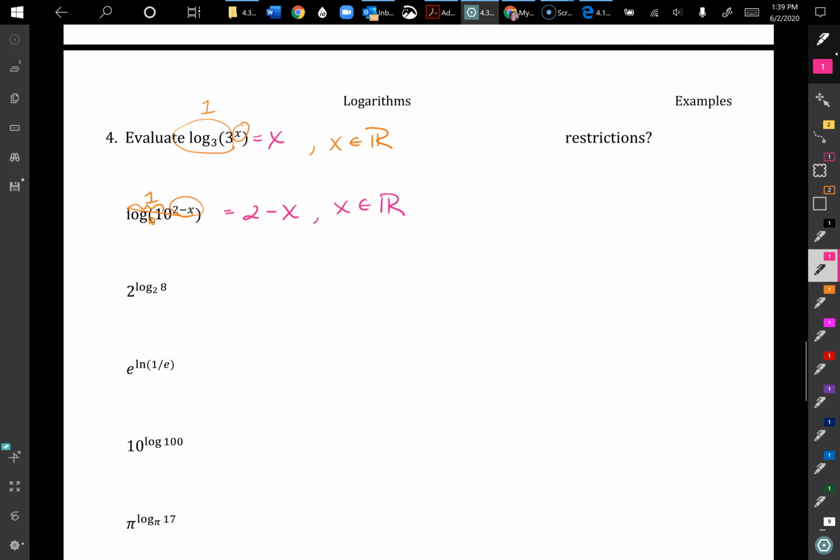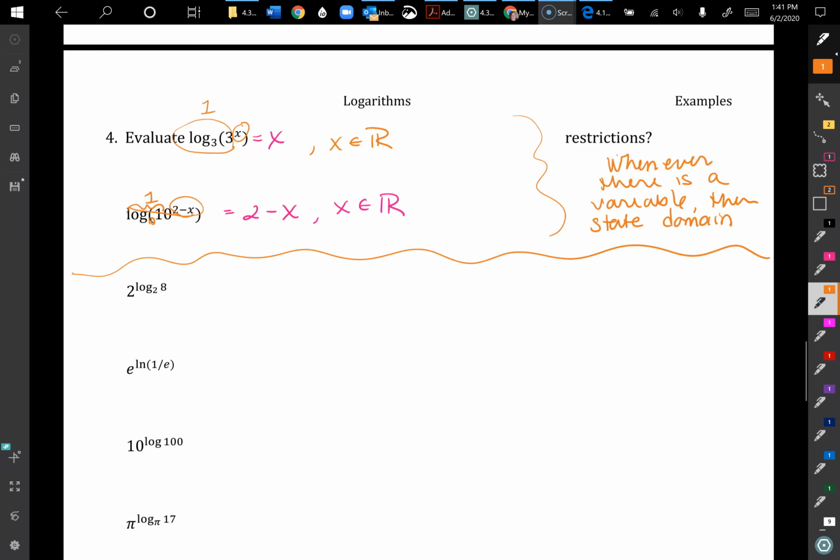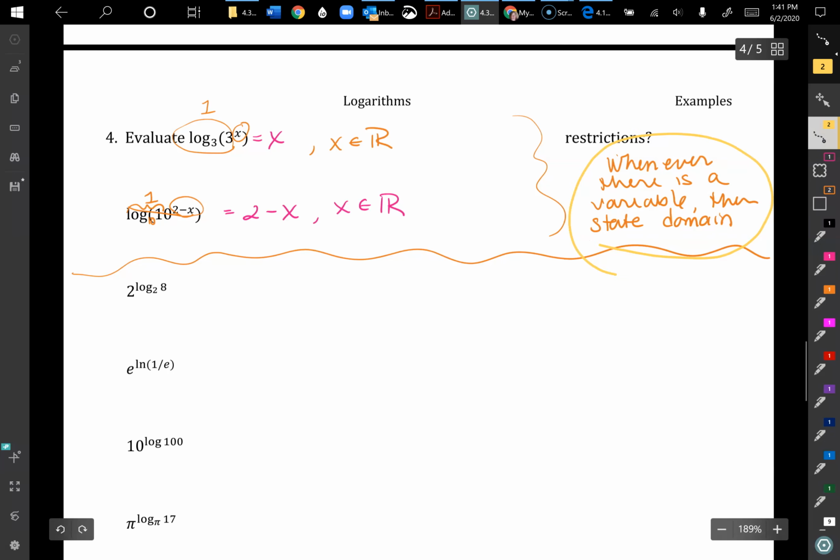But now if we look here at 2 to the log base 2 of 8. Okay, with this one here, we don't have a variable involved, so we don't have to worry about the restrictions and think about them. But I just wrote a little note here for you. Whenever there is a variable, then state the domain. So that'll just get you in the habit of that.